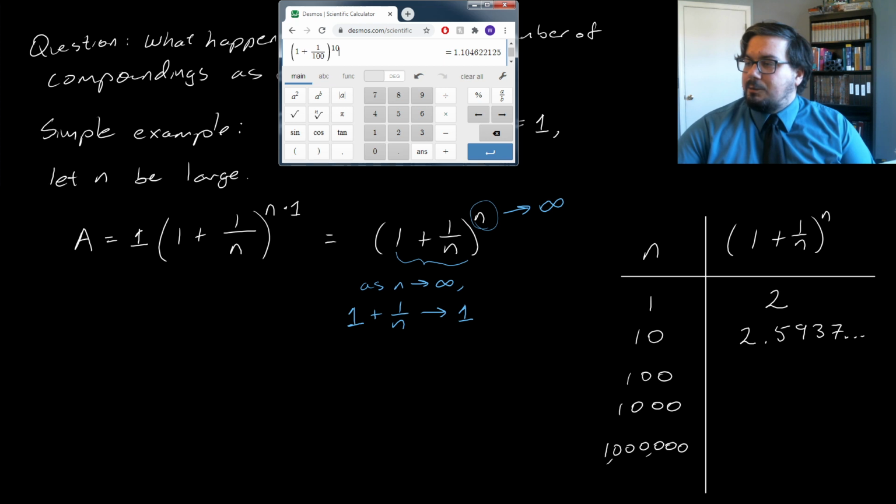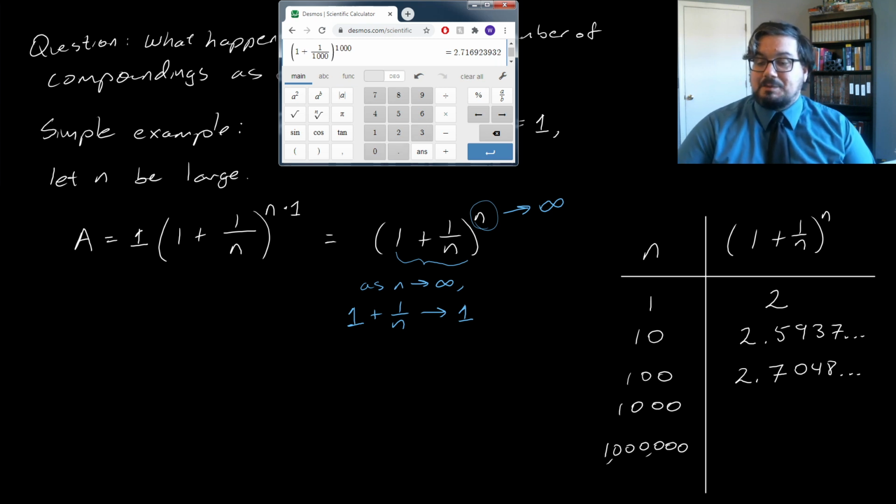Now, what if we compound not 10 times a year, but 100 times a year? Well, it keeps going up, 2.7048. But you'll notice that it didn't go up quite as much as it did before. And so what if we compound 1,000 times per year? So this is about 3 times a day.